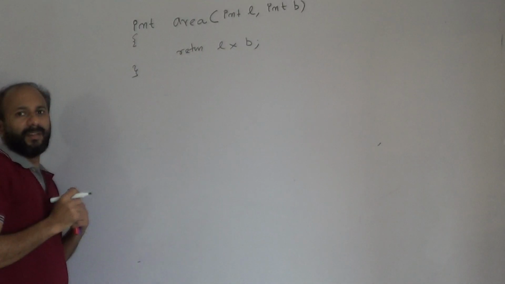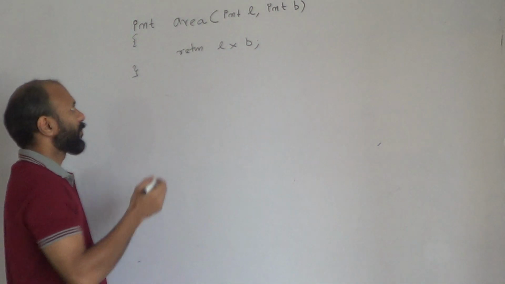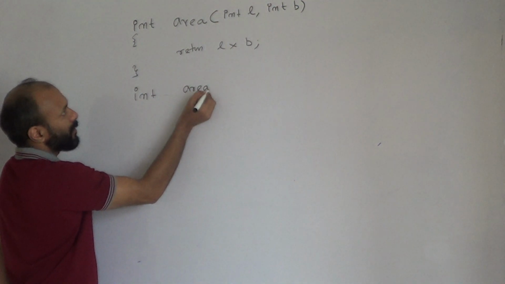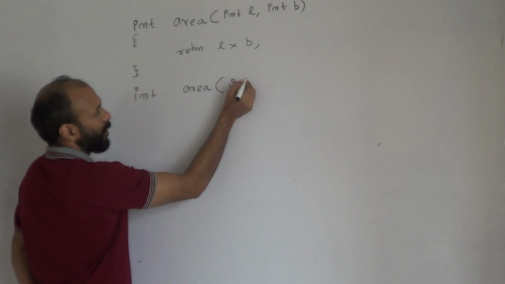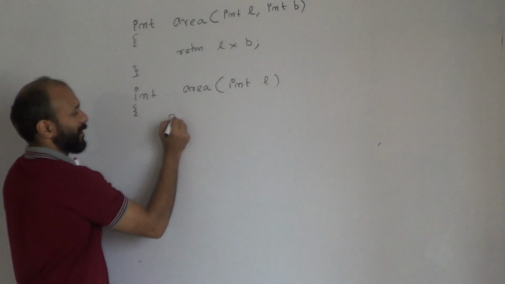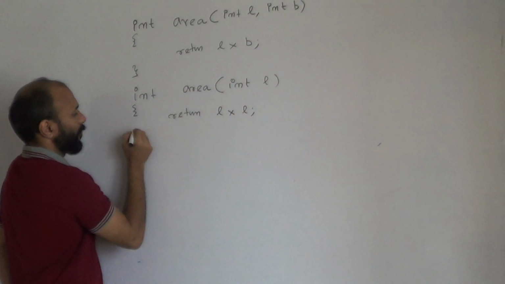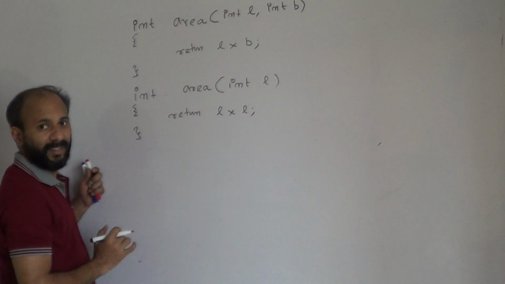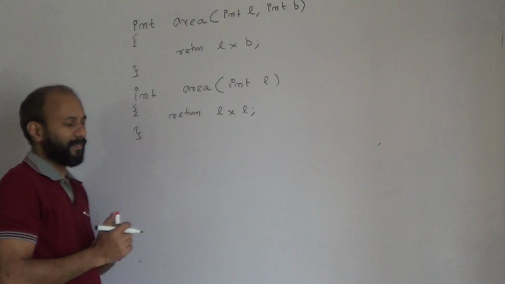Now I am going to write another function for calculating the area of a square. Here I am writing int area. I am using only one argument here, that is int length. The function's implementation is return L into L. Now I am calling this function, and we can see which function is getting executed and how the compiler is internally identifying these functions.